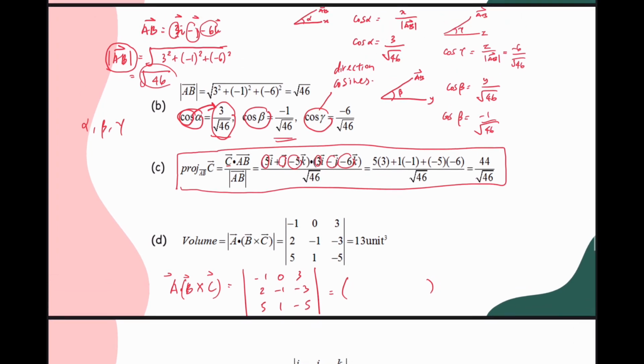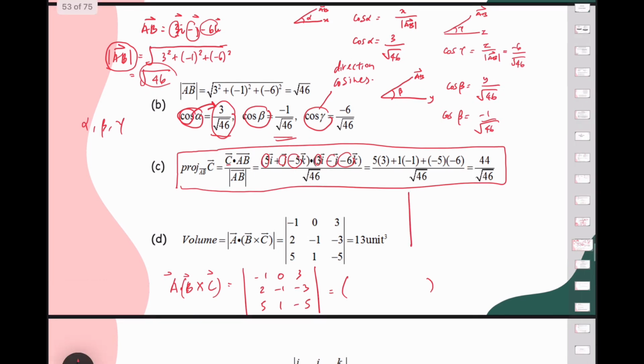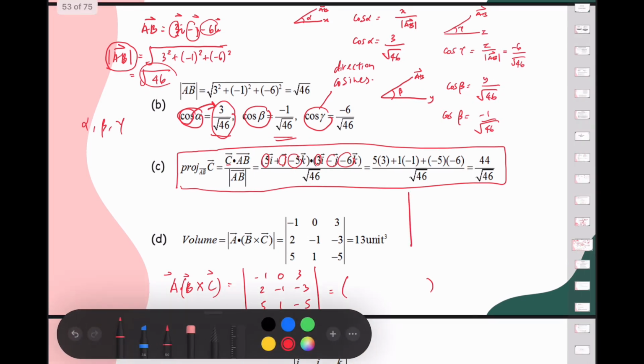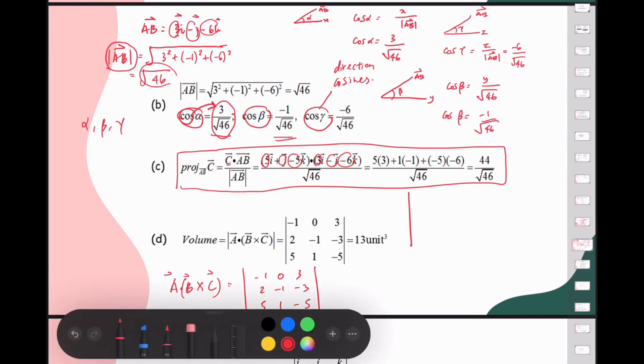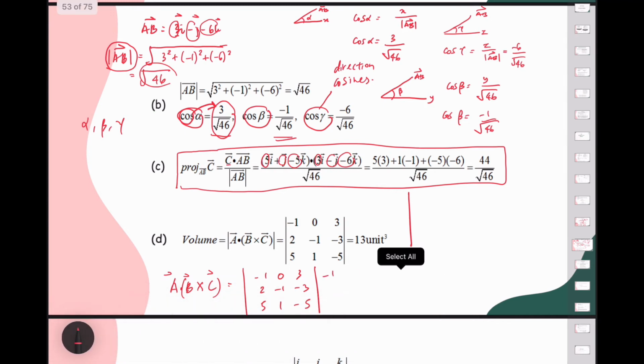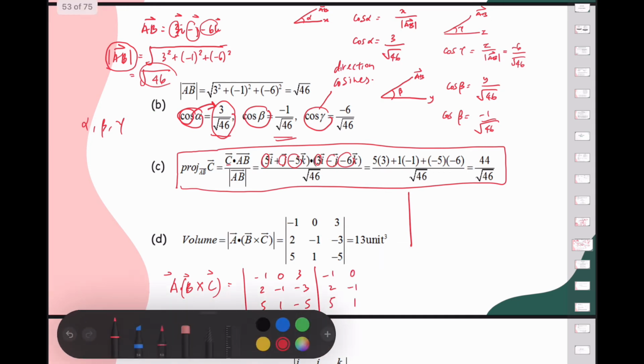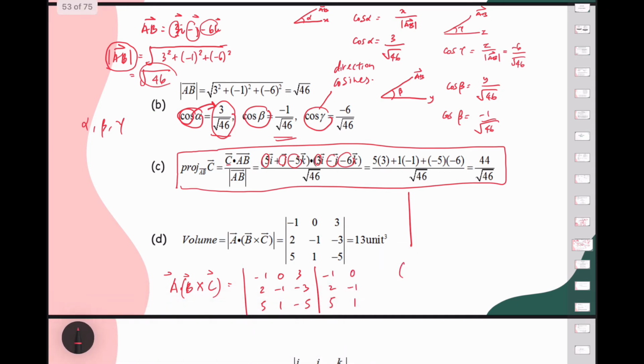Let me write it again. Okay, so you have the determinant here. We need to copy first the first two columns. So we have -1, 2, 5, 0, -1, 1 here. Then we have bracket minus bracket.